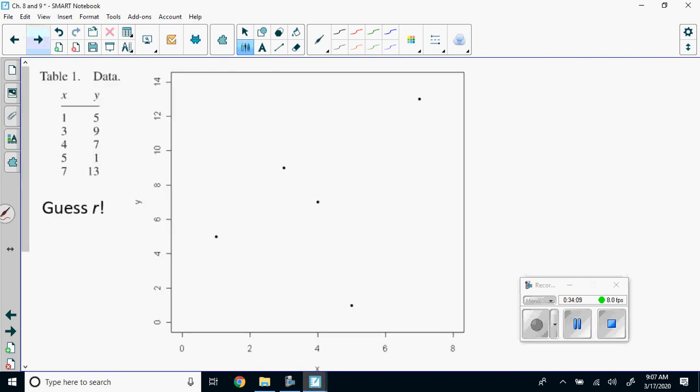Okay, this one wants us to guess R. We're going to do 2 things with the guessing R. I'm going to take these 4 points and ignore the correlation coefficient. And without that outlier there, sorry, I said ignore the correlation coefficient, I meant ignore the outlier. Without the outlier, I would guess that R is 0.8.